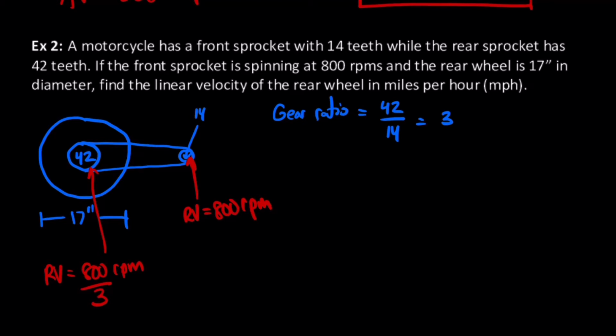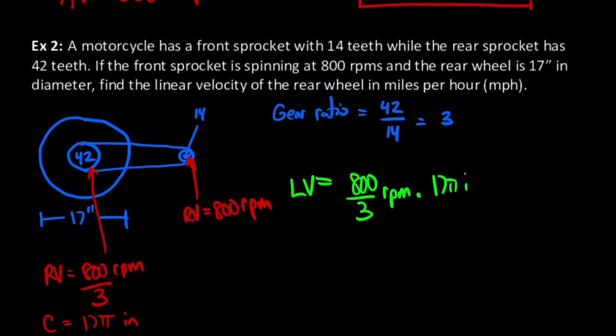Okay, I got that. So now for the rear wheel, I know the diameter, I know its rotational velocity. All I need to do next is find the circumference. That's pretty easy. C equals pi d, 17 pi, and that would be in inches. First thing I'll do, find linear velocity. All right, let's do this. Linear velocity equals the rotational velocity, 800 divided by 3 RPM, times circumference, 17 pi inches.